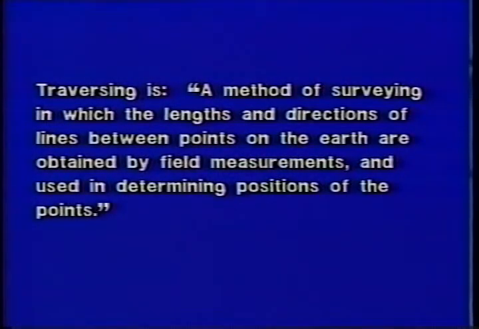Traversing is a method of surveying in which the lengths and directions of lines between points on the earth are obtained by field measurements and used in determining the positions of the points. By performing the traverse and related computations, the surveyor determines the relative positions of the traverse points, and when the points are referenced to control stations on a specified datum, the positions can be referred to that datum. Examples of this are geographic coordinates, NAD 27 or NAD 83 coordinates.